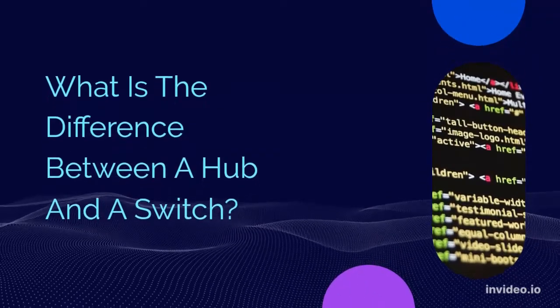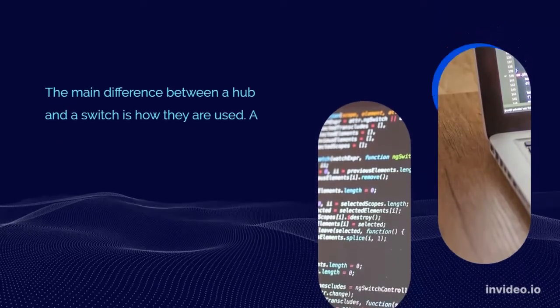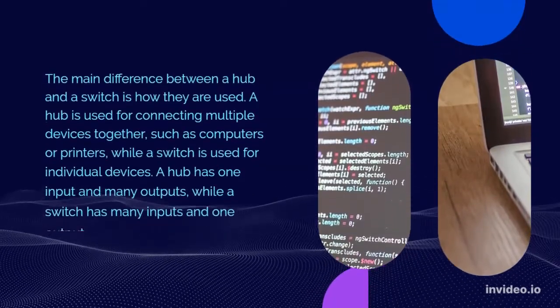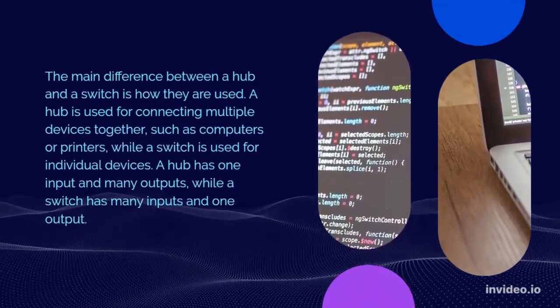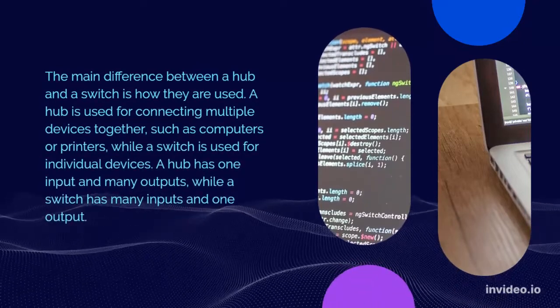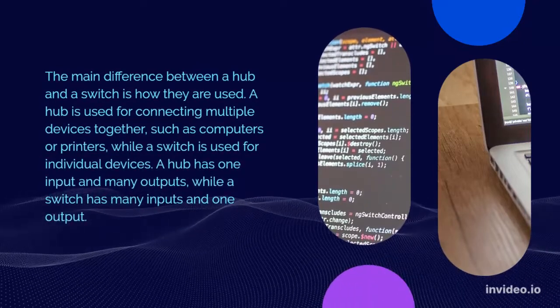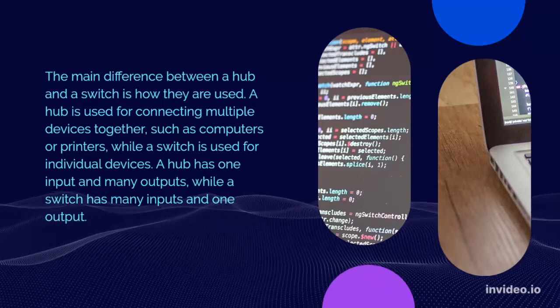What is the difference between a hub and a switch? The main difference between a hub and a switch is how they are used. A hub is used for connecting multiple devices together, such as computers or printers, while a switch is used for individual devices. A hub has one input and many outputs, while a switch has many inputs and one output.